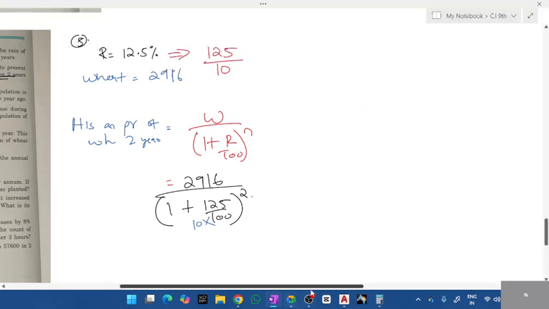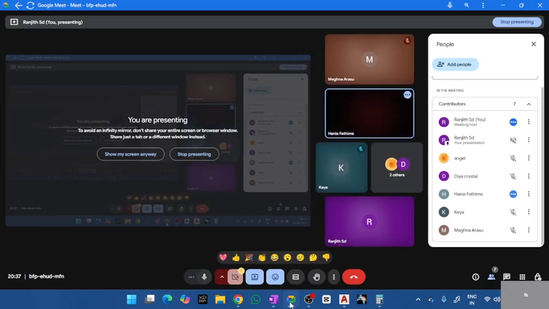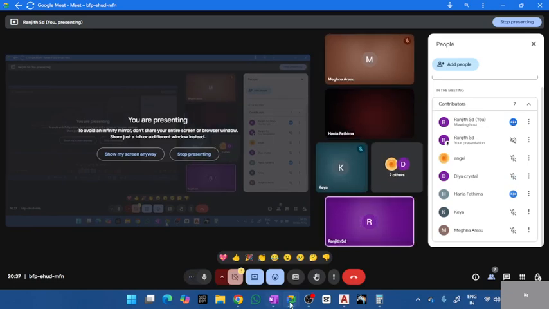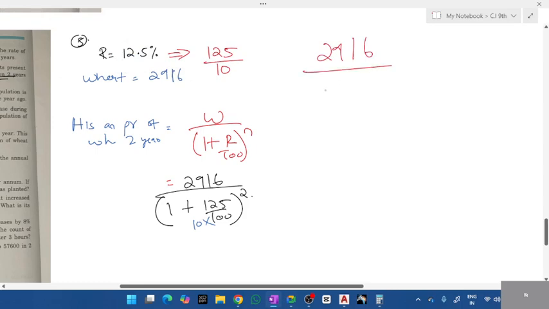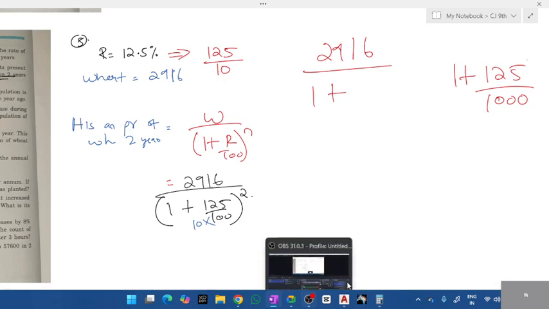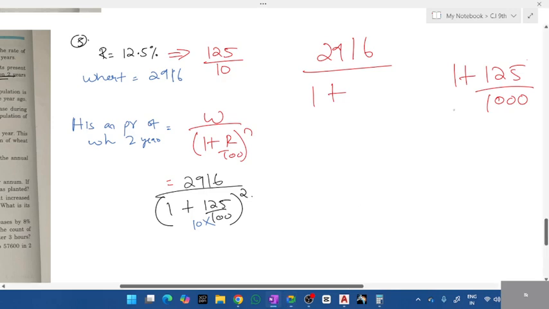Who gave this? Anaya, right? How did you solve this, Anaya? Unmute and answer. See, this part is wrong, so the calculation part. 2916 divided by 1 plus 125 divided by 1000. Camera, is it turned on? Okay, what's the value you got, Ania? 2304. But here, okay, 2304, then your calculation is right. What did you get here? 125 divided by 1000, what did you get?